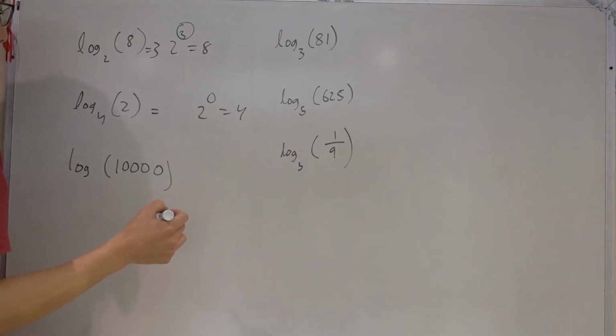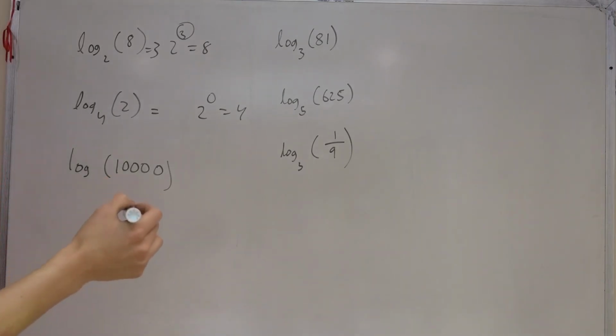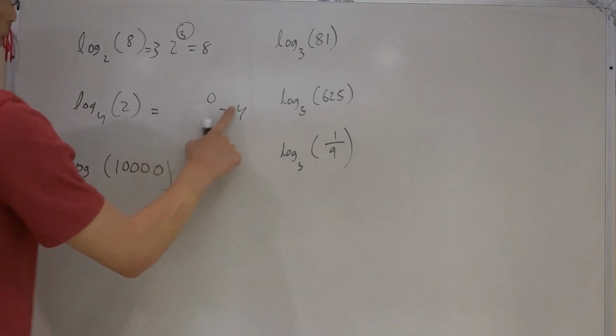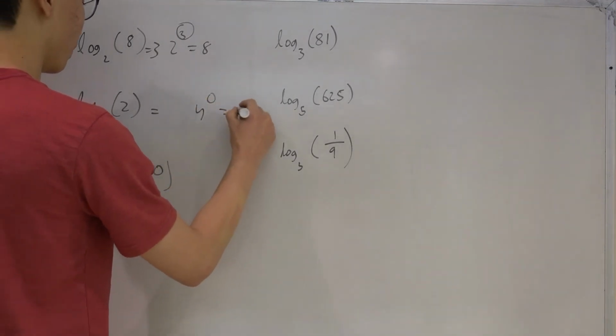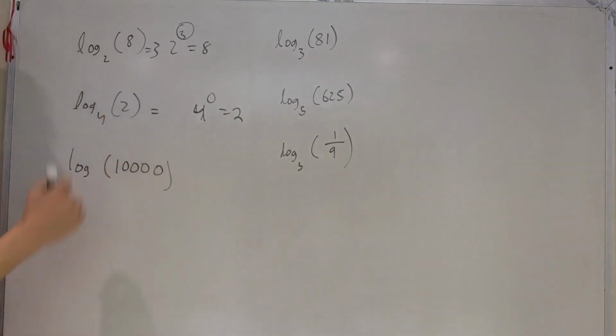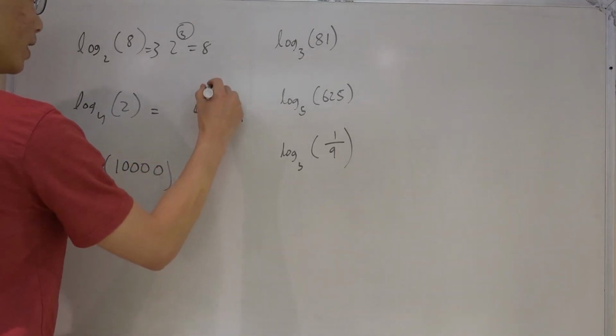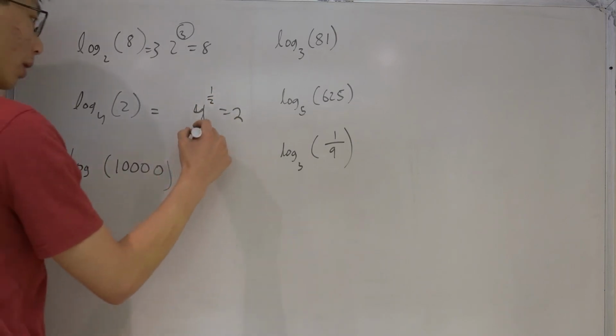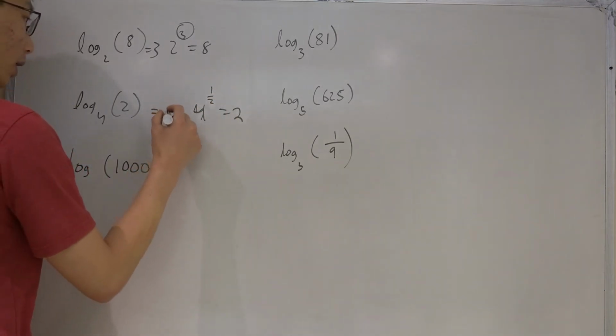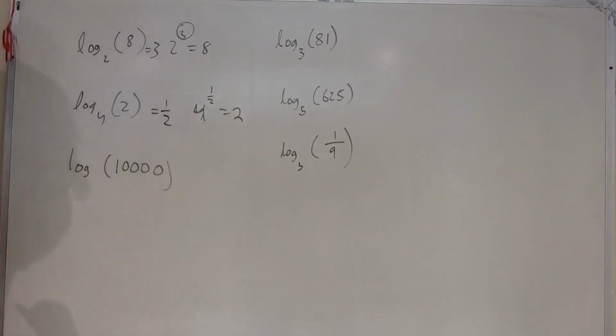And in this case, I think, sorry, no, it's the other way around. 4 to the what equals 2. And, sorry, this should not be a 0. It's 1/2, right? Because square root of 4 is equal to 2. So here it's 1/2. Right.